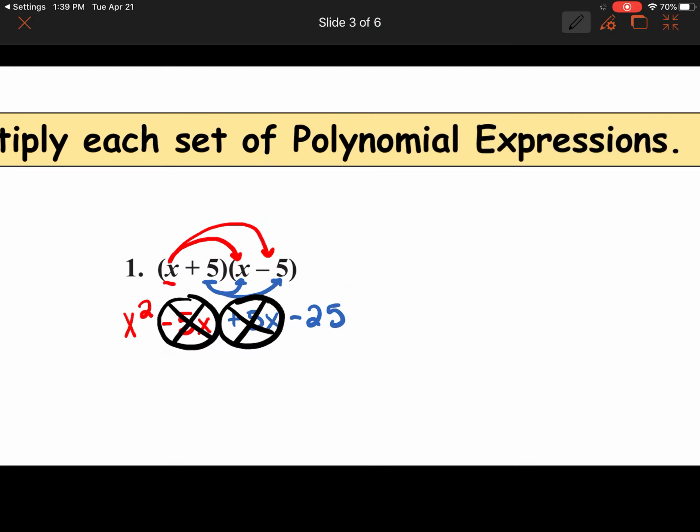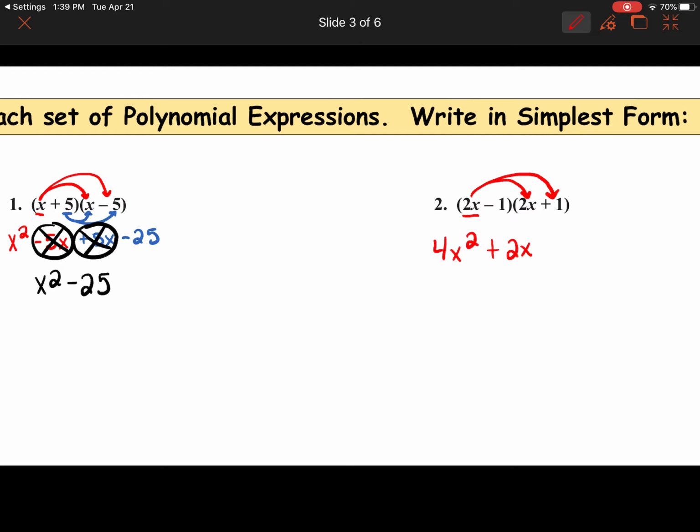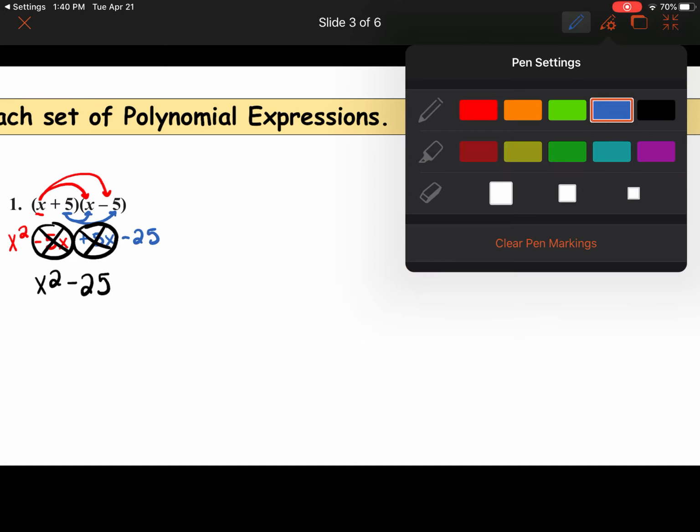Now let's go to number 2. We'll do the same thing. Take the first term, 2x, and multiply it by each term in the second set of parentheses. 2x times 2x gives me 4x squared. 2x times 1 gives me positive 2x. Then I take my negative 1 and multiply by 2x. So negative 1 times 2x is negative 2x. Negative 1 times positive 1 is negative 1.